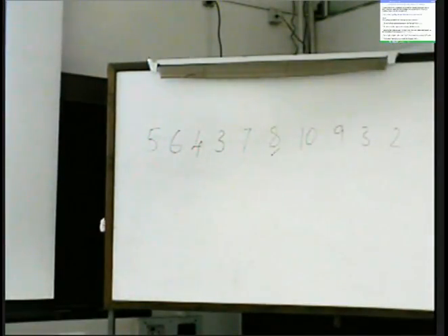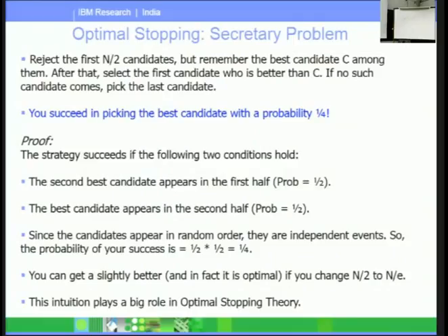Okay, so as he said, what we are going to do is reject the first half of the candidates. We will not select them. But we will remember the best candidate amongst them, C. Then after that we will select the very first candidate whose score is better than C. If no such candidate comes, we have no choice but to pick the last candidate, in which case we might have essentially failed.